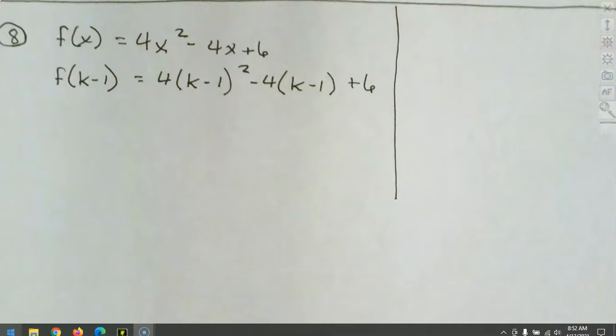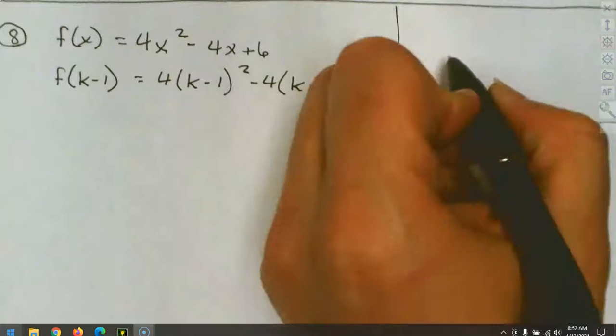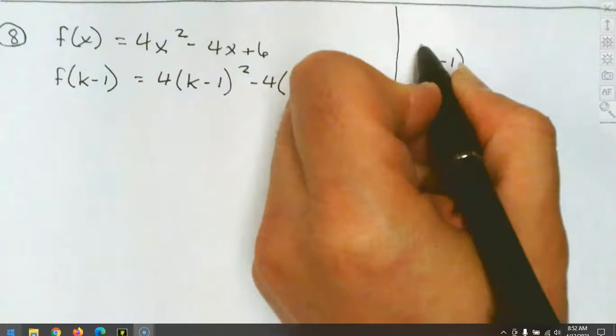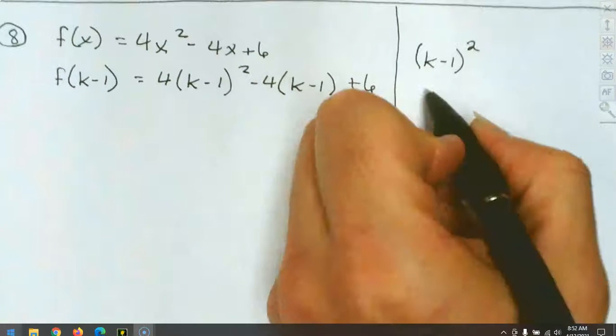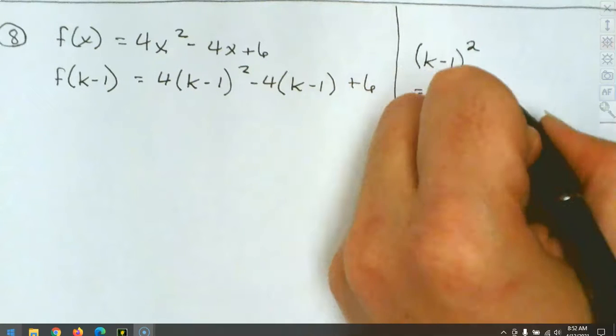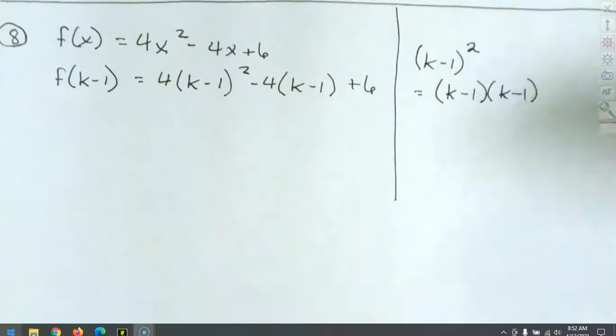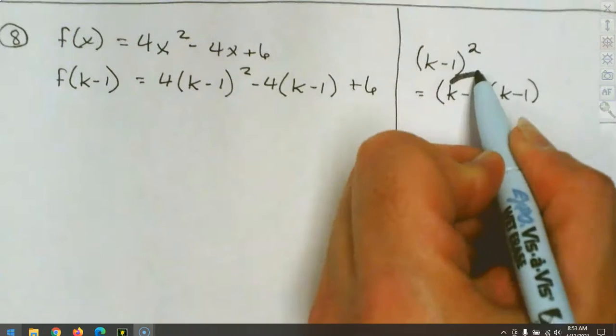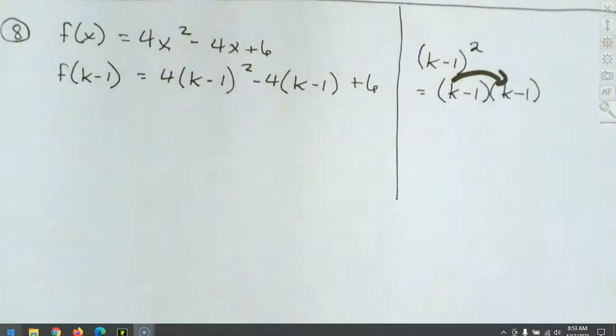So for this one, we're going to work with this k minus 1 quantity squared. And we're going to break that down as k minus 1, k minus 1. Just like we did earlier with that first question, where we had to write out the fraction twice and multiply. Same concept here. Now, how do we work this out? Well, we have to FOIL it. So what we do is we take the first times the first. So k times k is k squared.